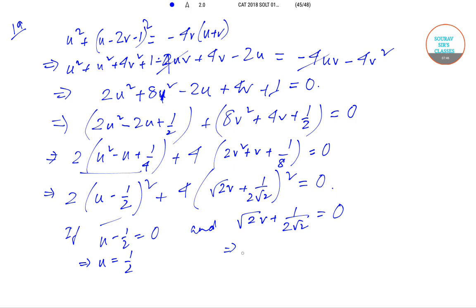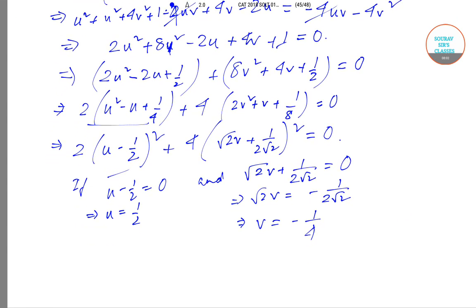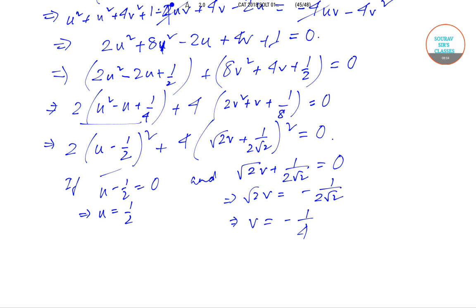So that means that root 2v is equal to minus 1 by 2 root 2, and that implies that v is equal to minus 1 by 2 root 2 into 2 into root 2, which will be 2 into 2, which will be minus 1 by 4. So we have u equal to 1 by 2 and v equal to minus 1 by 4.